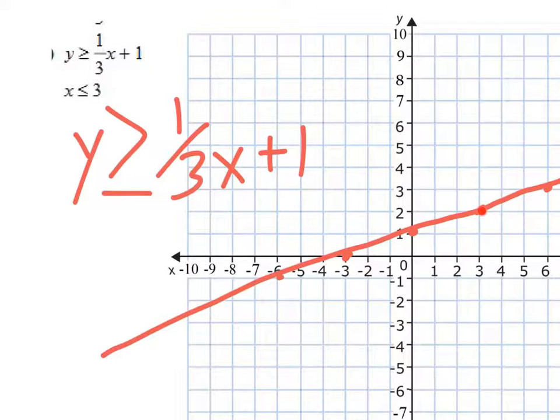All right, and what we'll do is we'll shade in a second. Let's take a look at the next one. I can see that it's x is less than or equal to +3. So what does that look like?